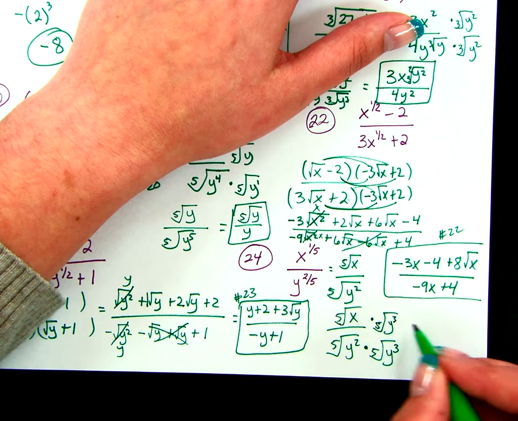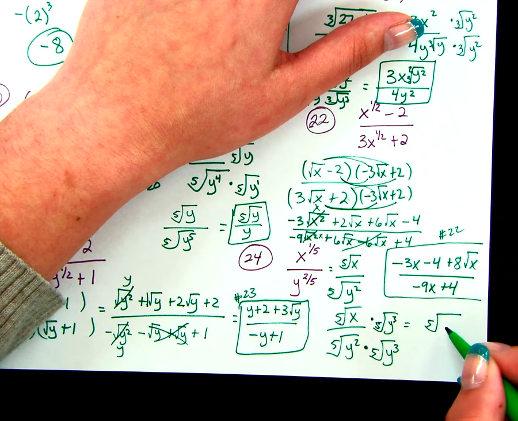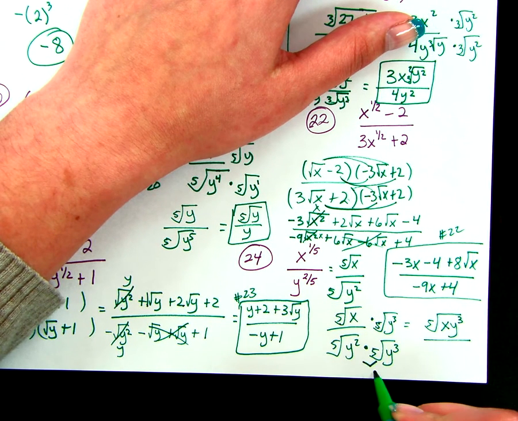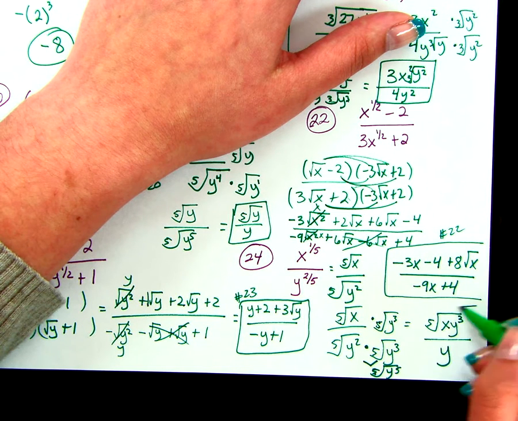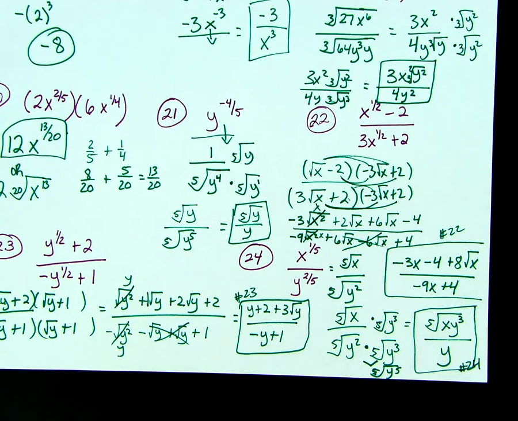So since these are the same radical, that means that we'll have the 5th root of xy cubed over, and then when we multiply these two together, this will give us the fifth root of y to the fifth. So 5 divided by 5 is 1, so we are left with just a y in the denominator. So this will be our final simplified answer for problem 24. And that is also going to conclude this session.